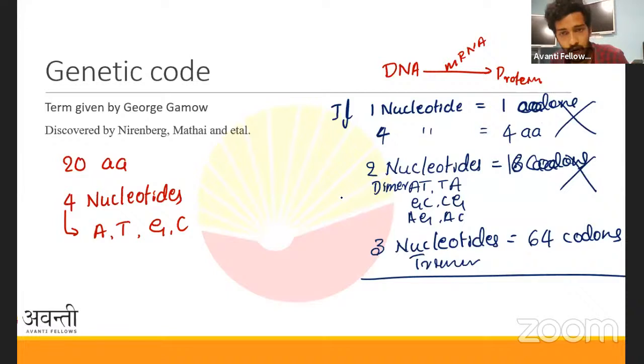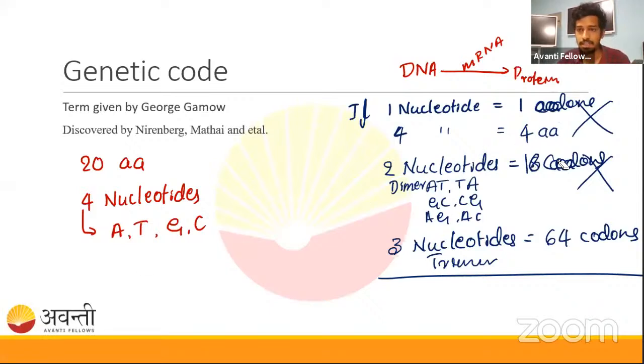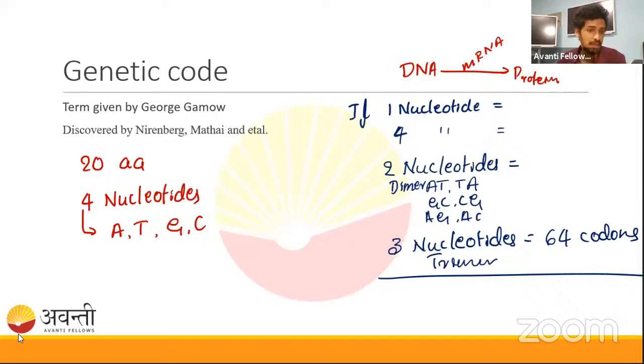So it started here and it came to this particular end. It started with different kinds of theories, how many may be present, how many codons will be needed. Okay, based on that, got it.